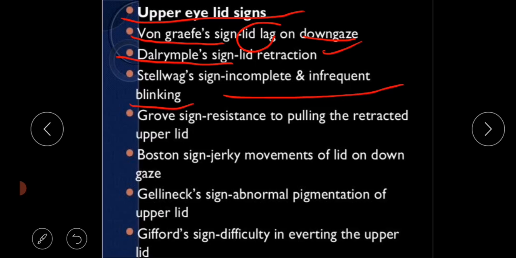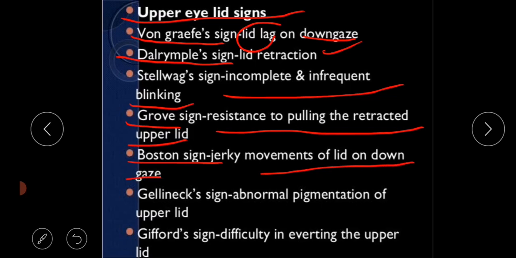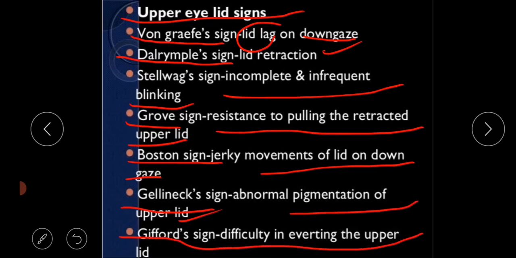Then Grove's sign, that is resistance to pulling the retracted upper lid. Then Boston sign, that is jerky movements of the lid on down gaze. Then Gallinac's sign, abnormal pigmentation of the upper eyelid. And then Gifford's sign, difficulty in everting the upper lid. Among these you should remember these signs: von Graefe's sign, that is lid lag on down gaze; Dalrymple's sign, lid retraction; Stellwag's sign, that is incomplete and infrequent blinking; and Gifford's sign, difficulty in everting the upper lid.